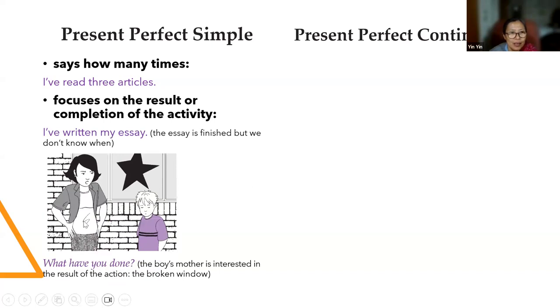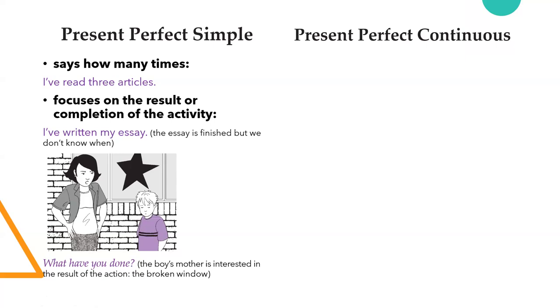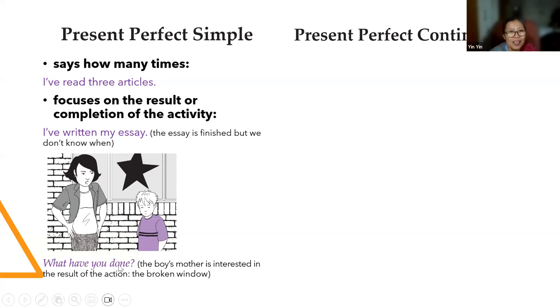Do you have any evidence? What have you done? The boy's mother is interested in the result of the action. So, what have you done? Result of the action. Broken window.